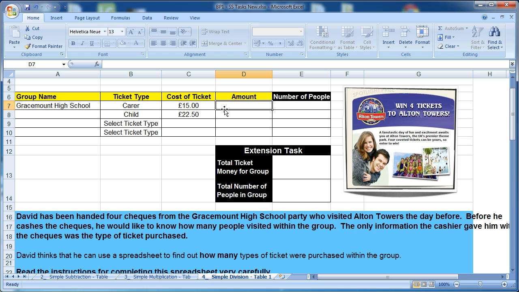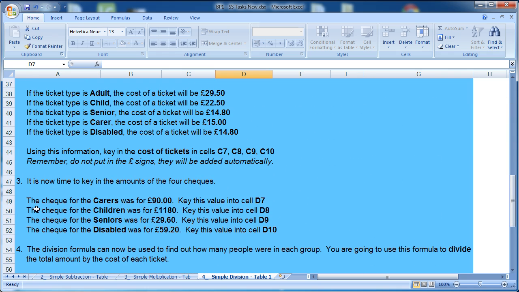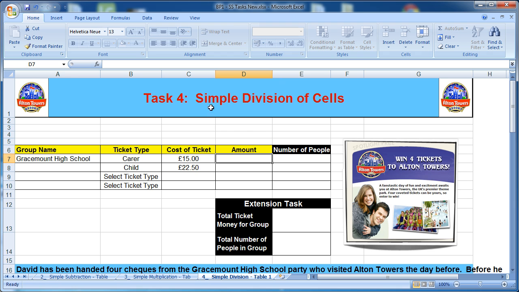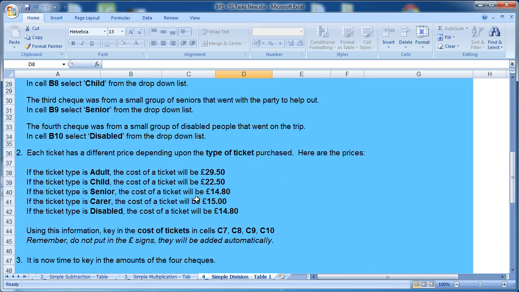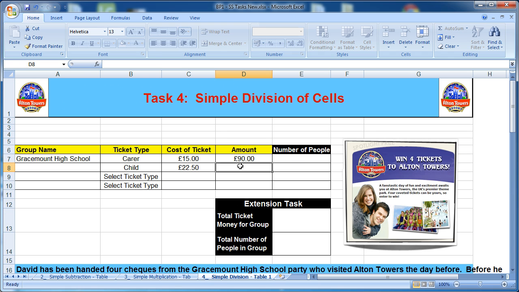Now, the amount: this is the amount that was sent off for each of these different groups of people. It says down here that a cheque for the carers was £90. So that's got to go into cell D7. So go up here, D7, £90. And then the child, what was that? The cheque for that in D8 was £1,180. Okay, now obviously again you can fill out the rest of the information yourself.